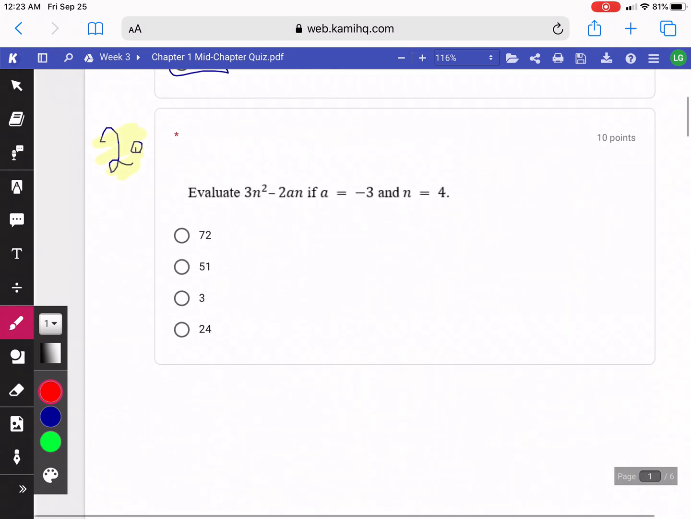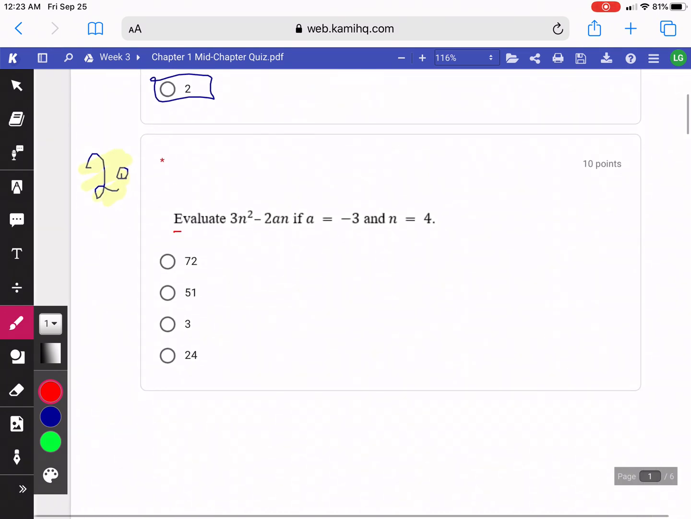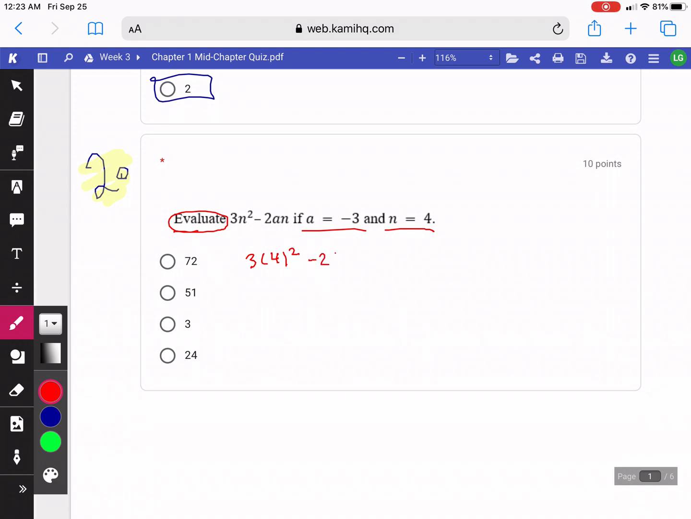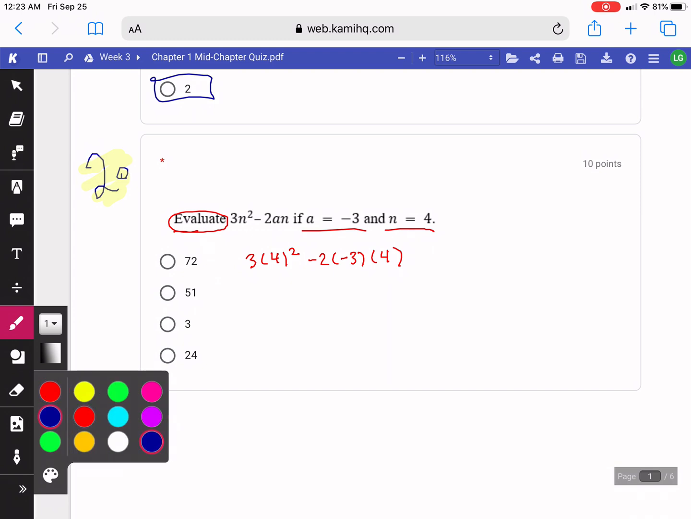On the next problem, our keyword is also to evaluate, but this time we're plugging in 4 for n and negative 3 for a. I highlighted this problem because that meant this was a common mistake between students on the quiz. So next, I'm going to use my PEMDAS. So I'm going to simplify my exponents.